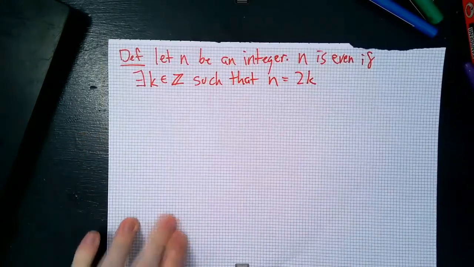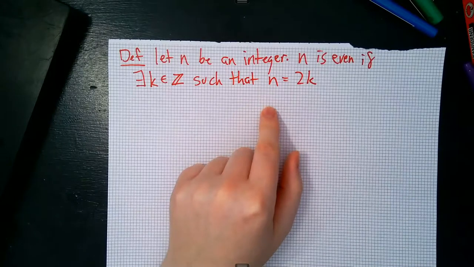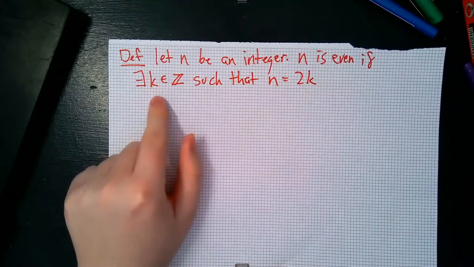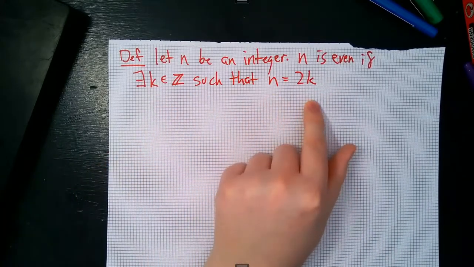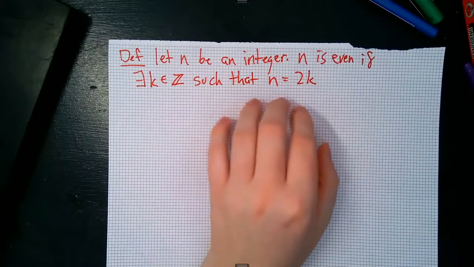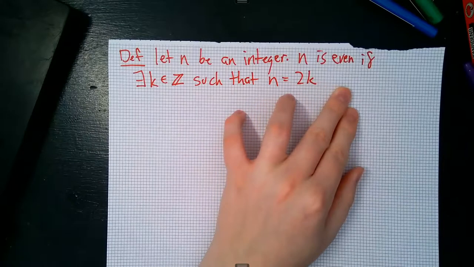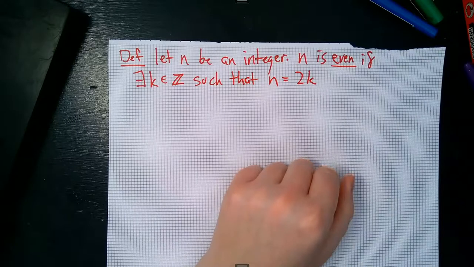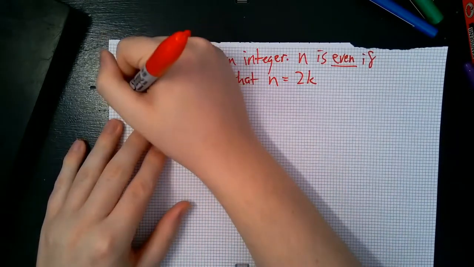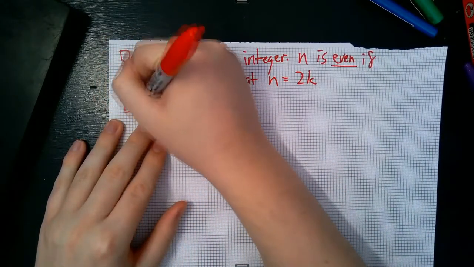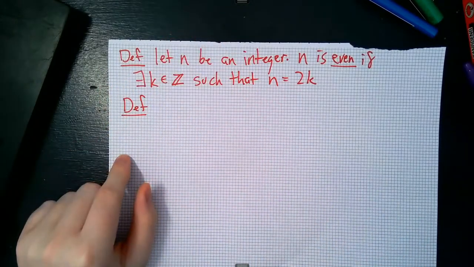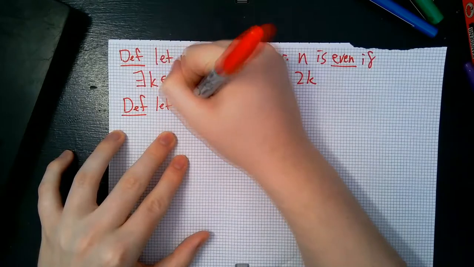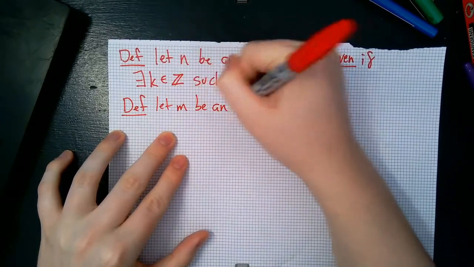You can kind of think of this as being formatted as a backwards conditional statement. What we're saying is that if we can find a k such that n equals 2k, and also if n is an integer, then n is even. So that's our definition of even there. I'll give one more definition right now, and then we'll look at some examples of how we know when numbers are even or odd. So we'll let m be an integer.